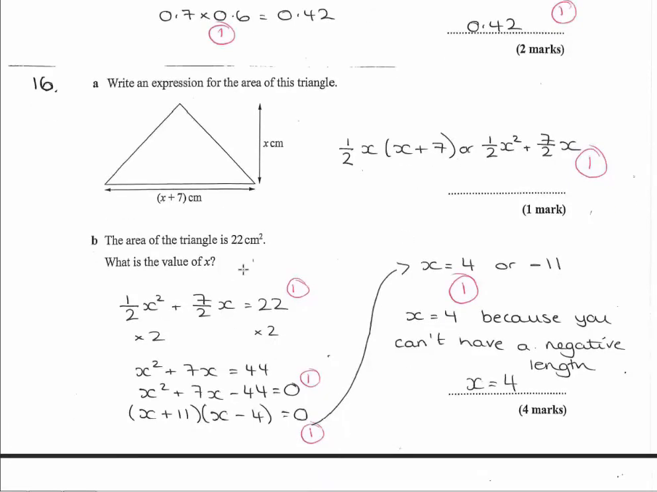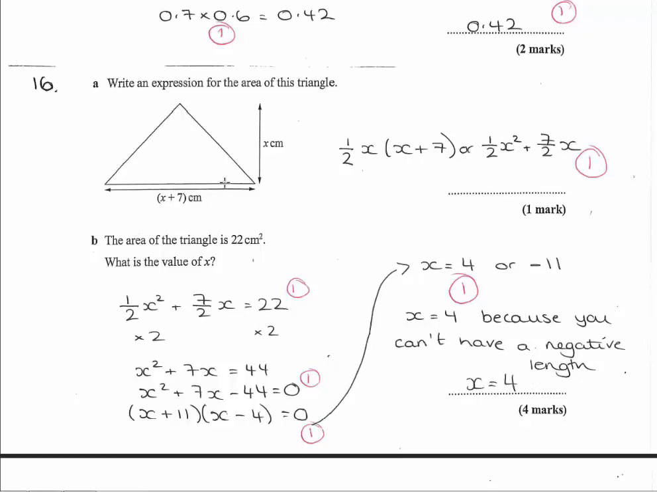The area of the triangle is 22 square centimeters. What is the value of x? Now, I've probably quite generously given you a mark if you've worked out the answer being 4. Okay, if you did it just by guesswork, which actually is a pretty good way of doing it in this particular case, you can get it and work out it's 4.